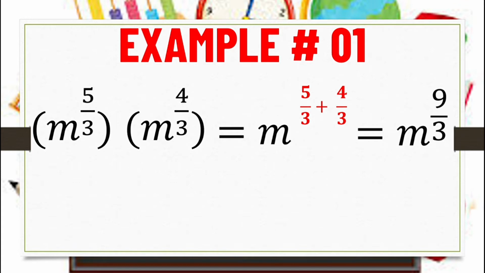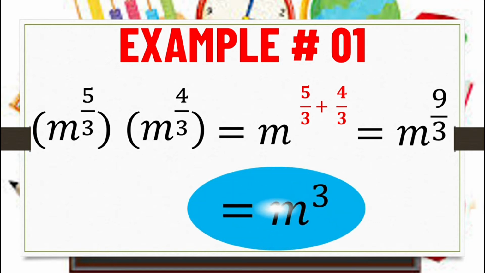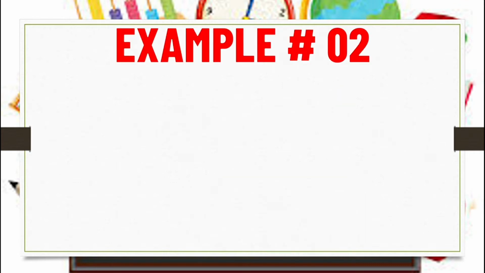And 9/3 can be simplified as well as 3. This means our final answer would be m cubed. So this is how to simplify our expression with rational exponents. Let's have our second example.